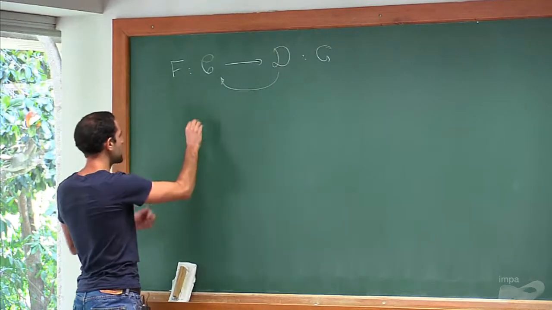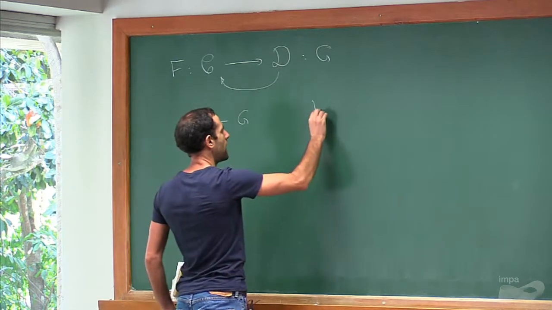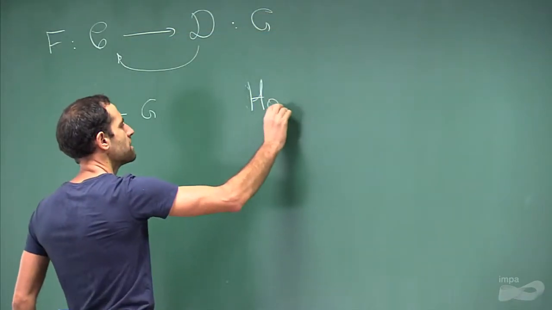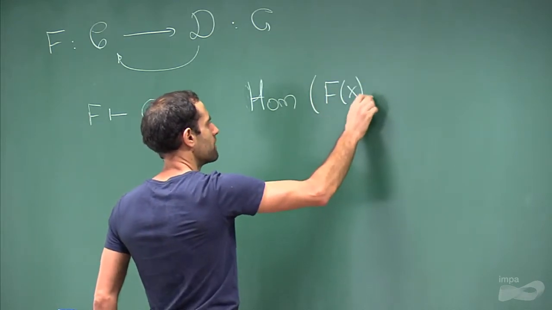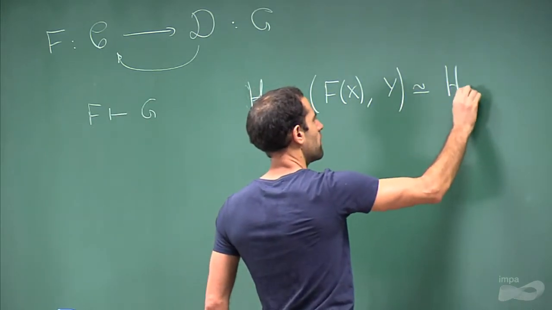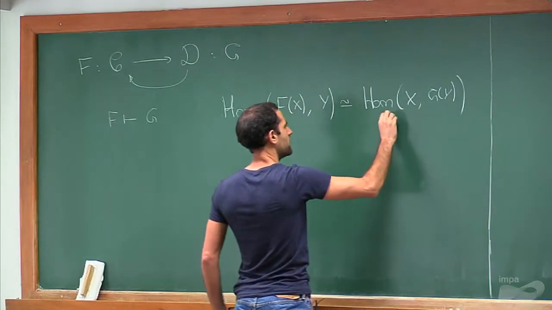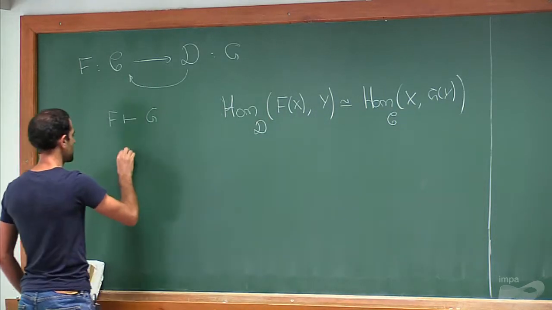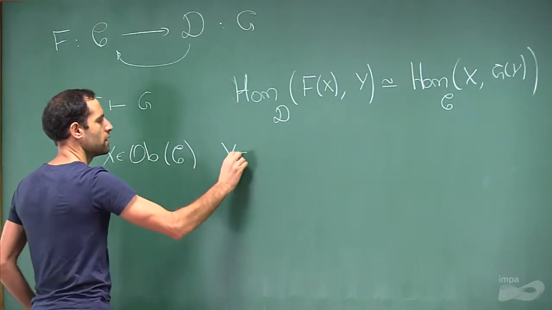And a functor f in this direction and a functor g in this direction. And I said that f was left adjoint to g if you had some natural isomorphisms: morphisms from f of x to y, and this is happening in D, being naturally isomorphic to morphisms from x to g of y. This is happening in C.